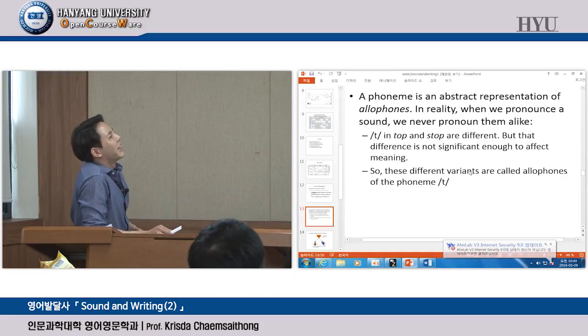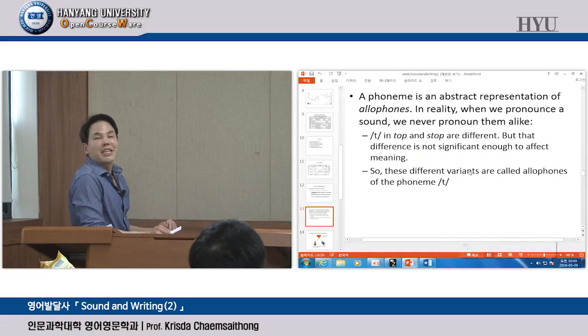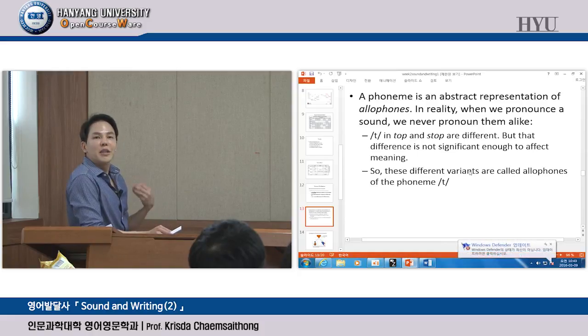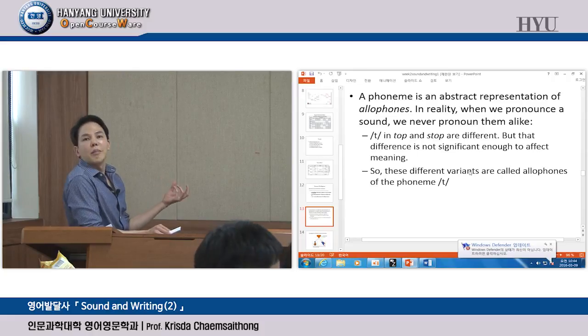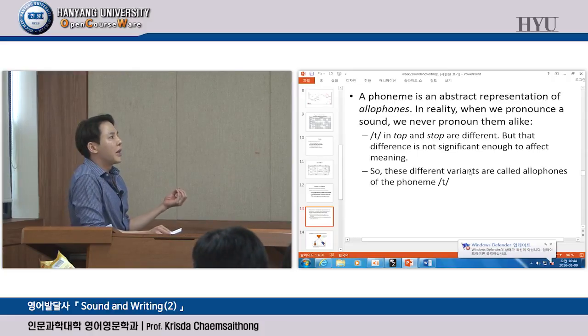Now, where were we? It's an abstract representation of allophones, right? In reality, when we pronounce a sound, we never pronounce, can you add CE here? We never pronounce them alike.